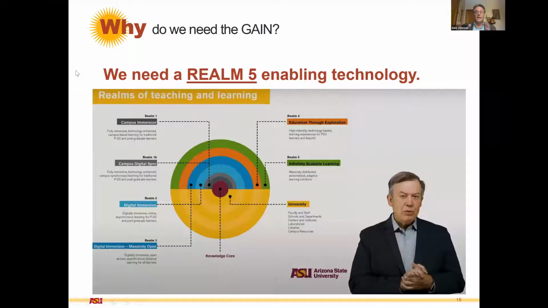So I want to highlight something here that President Michael Crow at Arizona State University has talked about. He calls this 5 realms of teaching and learning. This is almost impossible to read, and I realize that, so I'm just going to highlight them. Realm 1 is your traditional campus immersion.